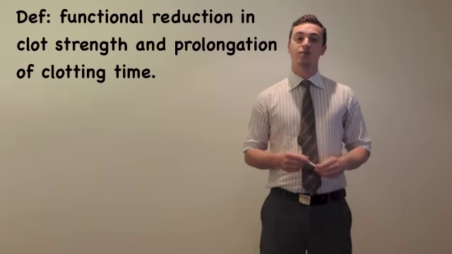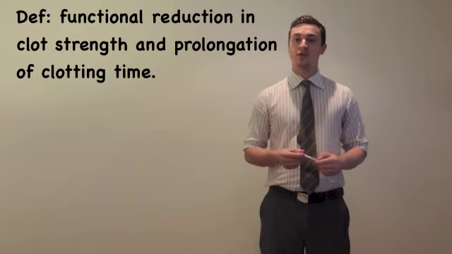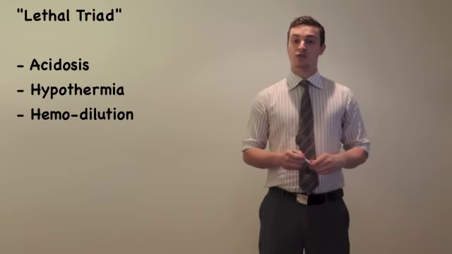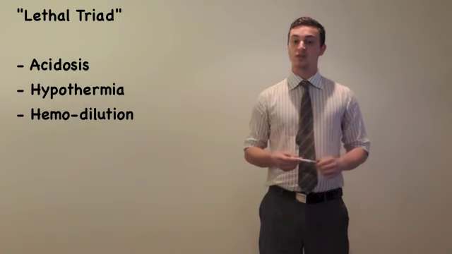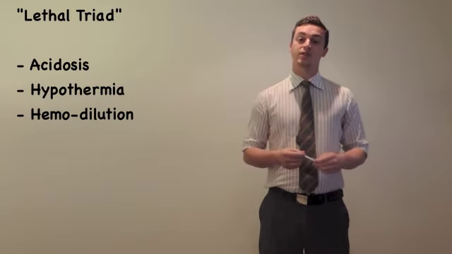Coagulopathy is the disruption of the homeostatic coagulation process during severe tissue injury and is defined by a functional reduction in clot strength and prolongation of clotting time. In trauma, this condition manifests as a result of severe tissue injury and hemorrhage and is termed trauma-induced coagulopathy. Traditionally, the lethal triad of factors that arise out of trauma and lead to trauma-induced coagulopathy are acidosis, hypothermia, and hemodilution by intravenous crystalloid.